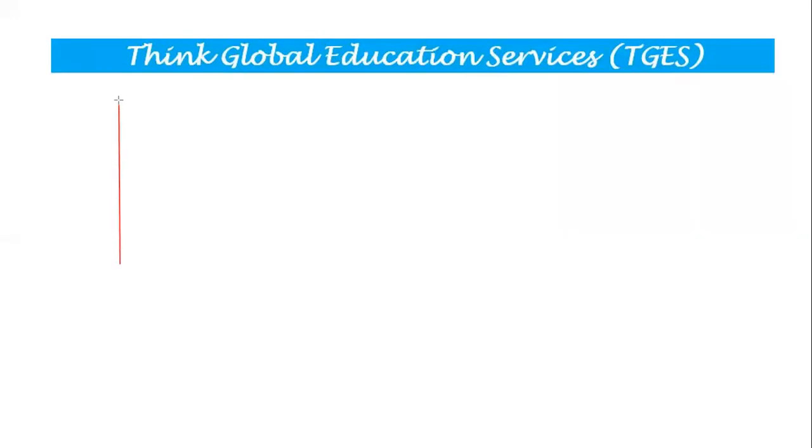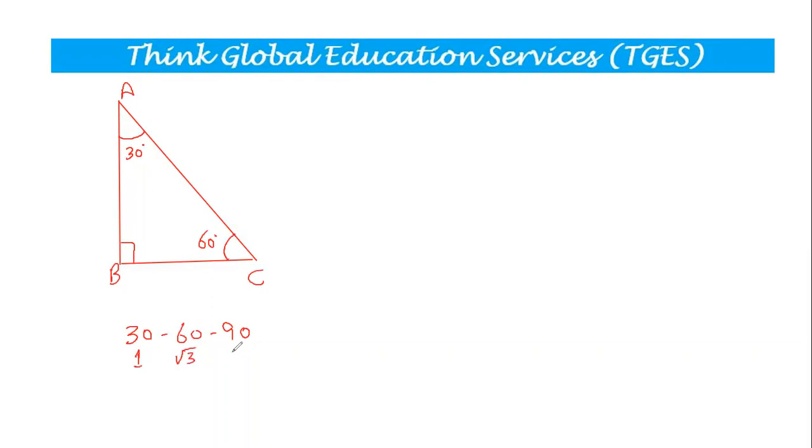Now if I draw a triangle here, let's say this is a triangle ABC, and this angle is 90 degrees, this is 60 degrees, and this is 30 degrees. Now guys, remember, why do we call it a special triangle? Whenever we have the angles in the ratio of 30, 60, 90, the sides are always in the ratio of 1, root 3, 2, always like this.